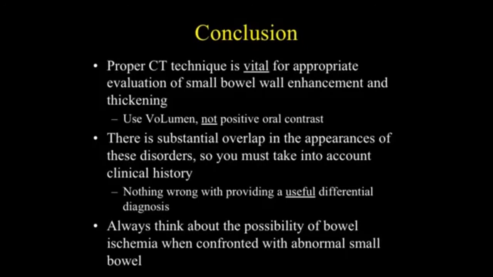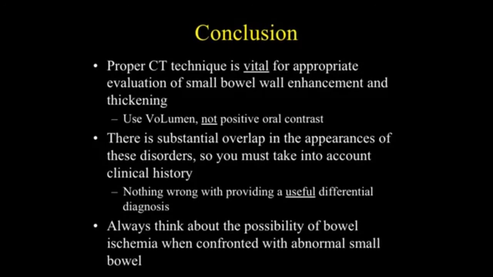Second, as I've tried to show you, there is a substantial overlap in the imaging appearances of many of the disorders that I've talked about. So, in point of fact, you may not be able to make a specific diagnosis purely based on the imaging features alone, and you have to take into account the patient's clinical history in order to provide a smaller differential diagnosis or even a specific diagnosis. At some point, there's nothing wrong with providing a useful short differential diagnosis rather than trying to guess and provide a more specific one. Third, always be thinking about bowel ischemia.